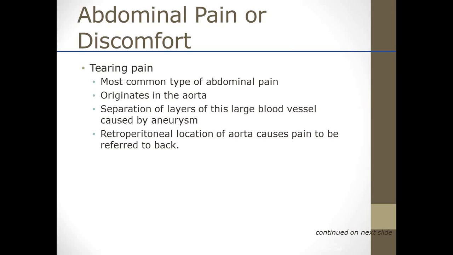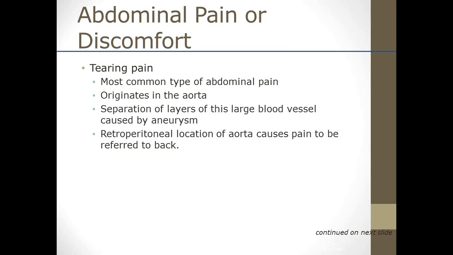It generally comes from the aorta. Now, this particular slide says it's the most common type of abdominal pain. In my experience, I have not found that to be true, so don't take that to heart. But it is a very severe type, and so if you have a patient tell you that they have a tearing pain, perk your ears up, start asking some questions, and listen very carefully to what they tell you.